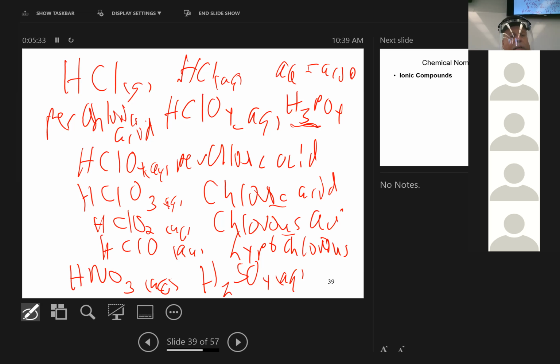So the H2SO4, yes, and what would this acid be? Just so you understand this, H2SO3 aqueous. What's that? If you have sulfuric acid for the first one, H2SO3 aqueous is sulfurous acid. So it goes from ic to ous there. And you can have nitrous acid also. So there's ic and ous for the lower one.